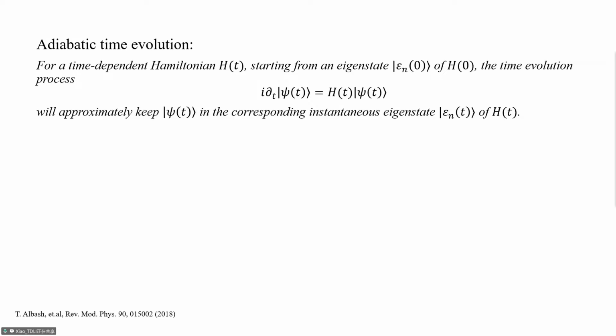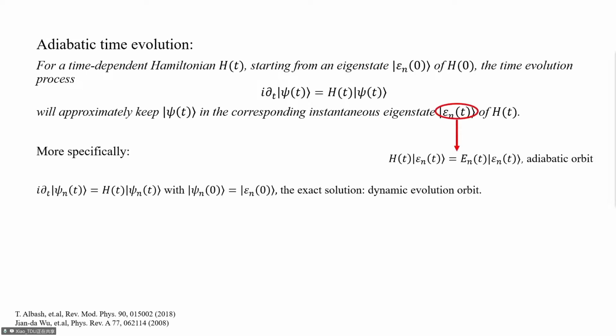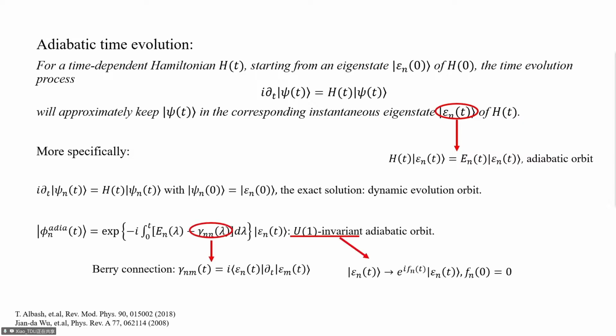So if we were to consider some adiabatic time evolution, this is equivalent to considering that we start from the initial eigenstate and approximately stay in the corresponding instantaneous eigenstate of the time-dependent Hamiltonian. This is the definition of the adiabatic time evolution. And we can define two different types of quantum orbit. The first one is known as the adiabatic orbit, which is just the instantaneous eigenstate of the corresponding Hamiltonian.